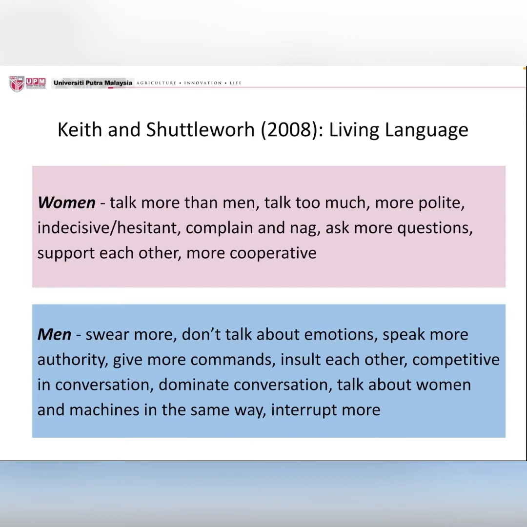Men don't talk about emotions because they usually are straightforward. They speak with more authority, give more commands, insult each other. But this can be highlighted in terms of conversation or friendship. Men tend to be competitive in conversation, dominate conversation, talk about women and machines in the same way, at the same time, and they interrupt more. So these are the examples of common features of language between men and females.